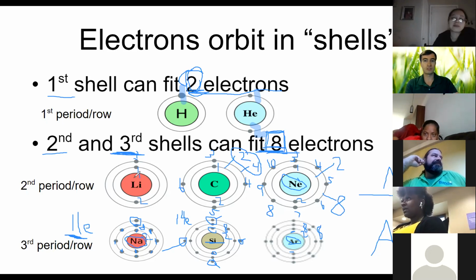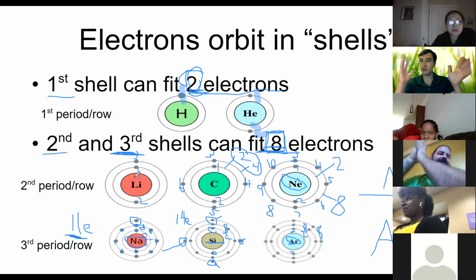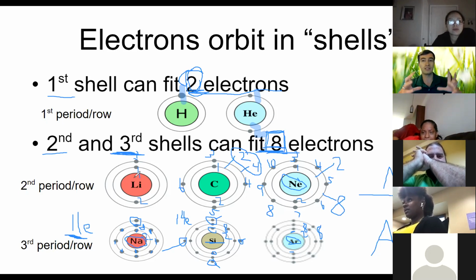Okay. So at first, when scientists were first looking and studying atoms, they thought that the electrons just kind of floated everywhere willy-nilly around the atom. But as they did more research, they found that they only floated in these certain configurations, these certain areas. I like to call them shells.